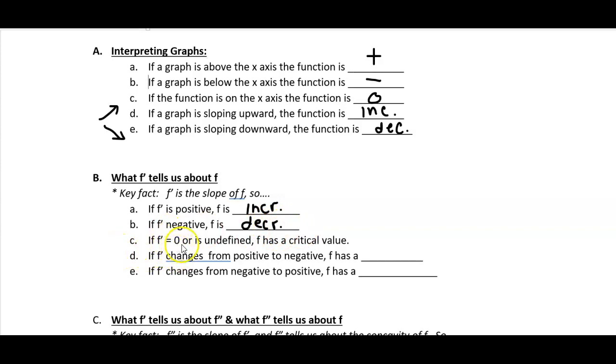If f prime equals 0 or is undefined, that means that f has a critical value there. If f prime changes from positive to negative, in other words, f is going from a positive slope to a negative slope, that means that f would have a relative max at that point. And if f prime is changing from a negative slope to a positive slope at a specific point, then we would say that f has a relative minimum at that point. Okay, so taking all those facts, we're going to move into an example here.